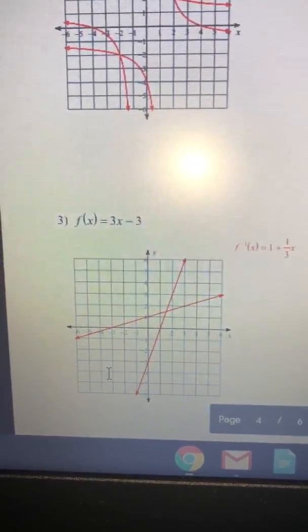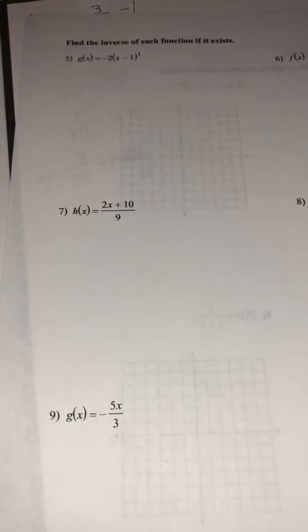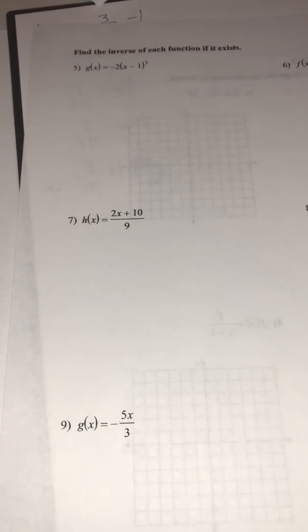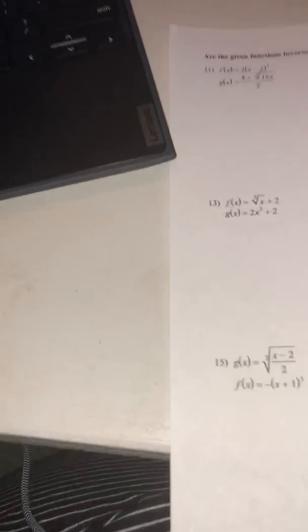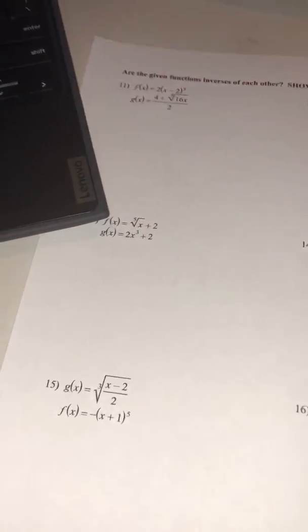over that. Okay, so in the next section, you're doing the same thing, but there's just less to do because now you don't have to graph it. So you're just going to swap x and y and then solve for y. And then the very last section, you need to tell if they are inverses of each other or not.